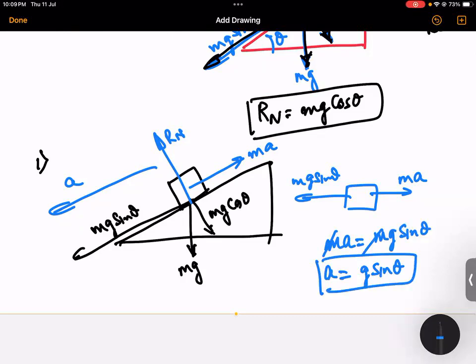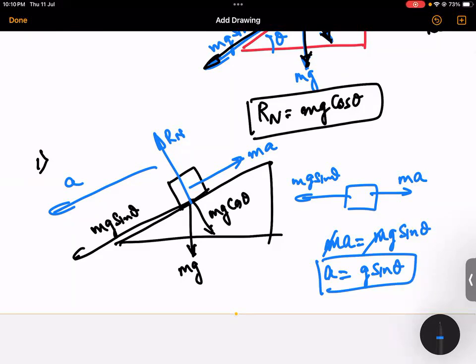So one important assumption we have taken over here is that the inclined plane is frictionless, that is smooth. We are at this moment not considering any frictional concept. We are absolutely assuming the surface to be frictionless. I hope it is clear to everybody.